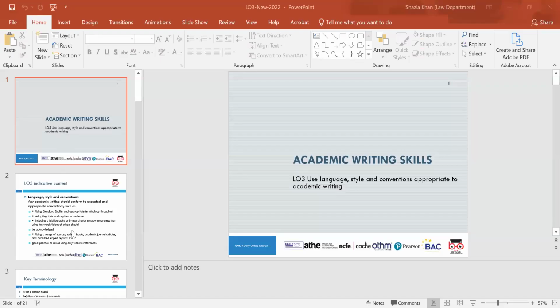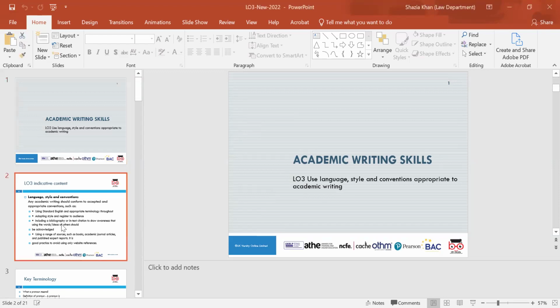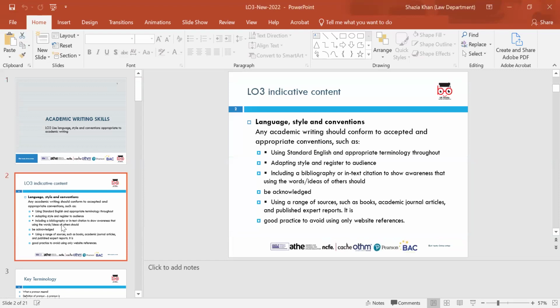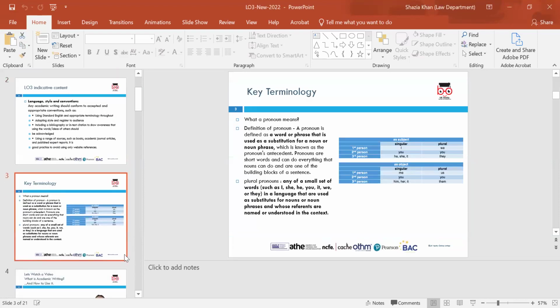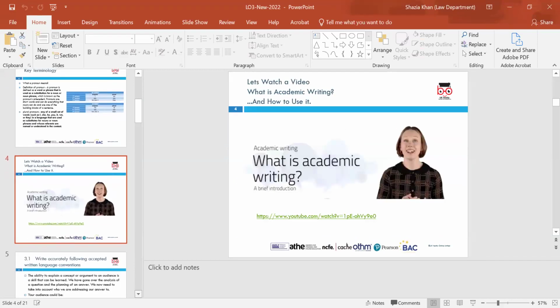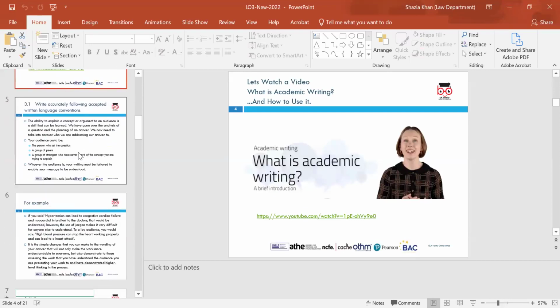So we looked at learning outcome 3, which is to use language, style, and conventions appropriate to academic writing. Here we looked at the language, style and conventions. So why it's so important that we use pronouns and the types of pronouns, what pronouns are, and they're like a phrase that is used as a substitution for a noun. We also looked at a video on academic writing skill.